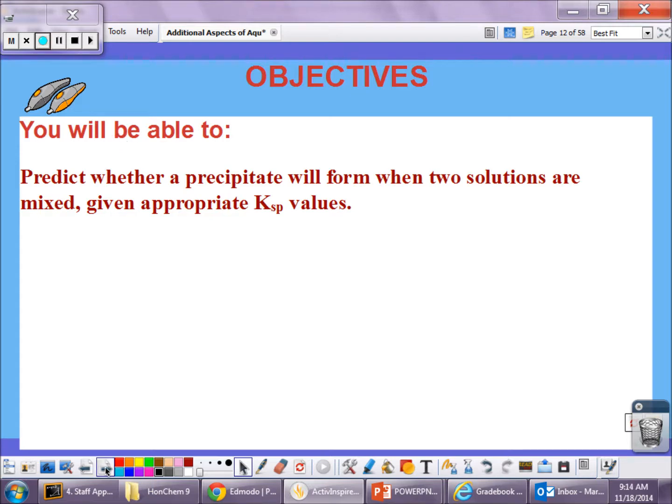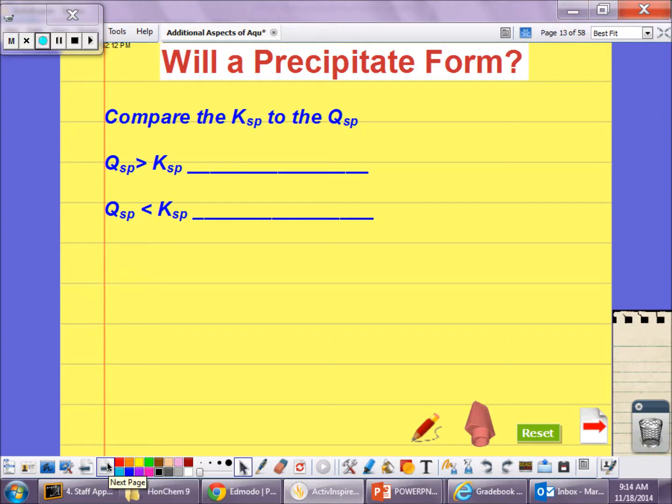Okay, objectives. We will be able to predict whether a precipitate will form when two solutions are mixed, given the appropriate Ksp value. This is the question you will have on AP type problems: will a precipitate form? To answer that question, we have to compare Ksp to Qsp.